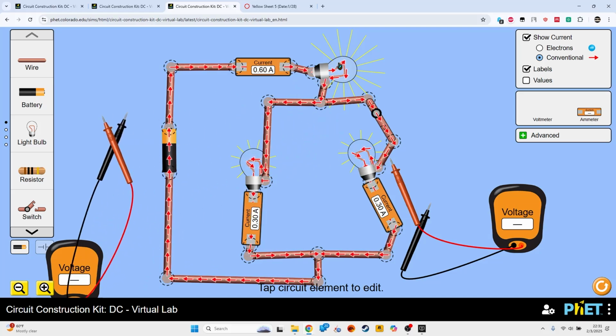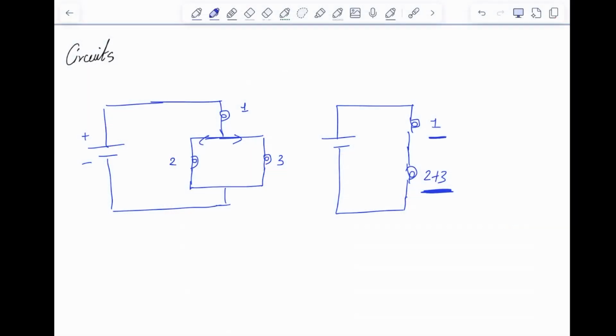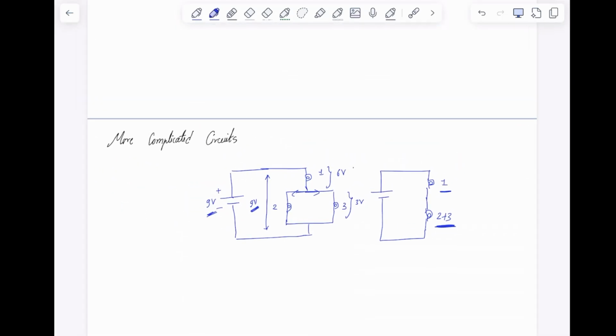This is how the voltage division actually happens. If this is 9 volts, then across this is 6 volt, and across these two is 3 volt. So 3 volt across the third light bulb and 3 volt across the second light bulb. In total, the voltage difference here is about 9 volt, which is what the battery supplies. So that is an example of a more complicated circuit.